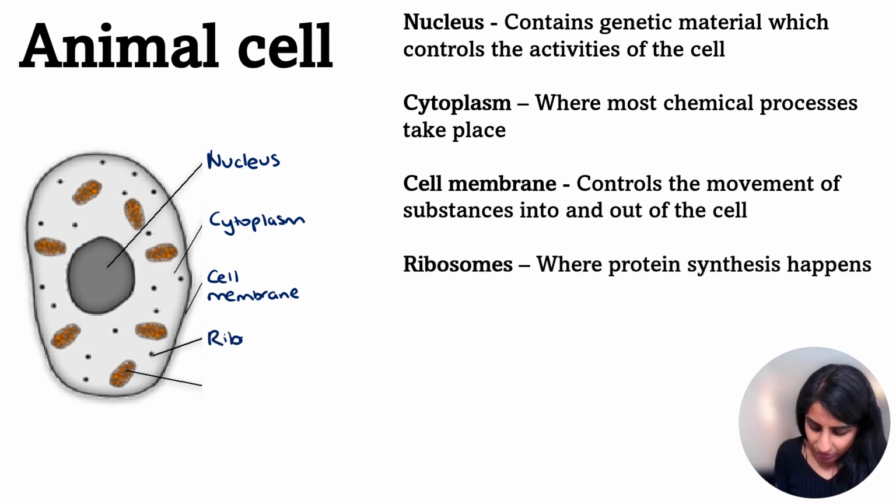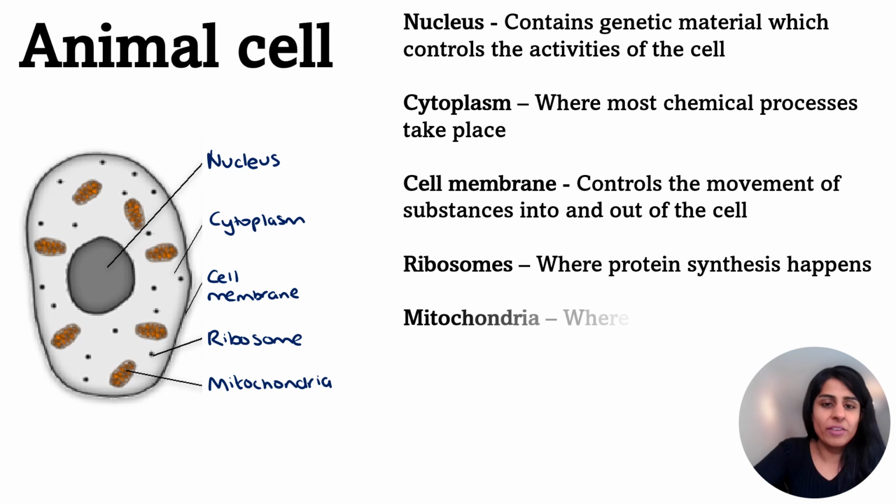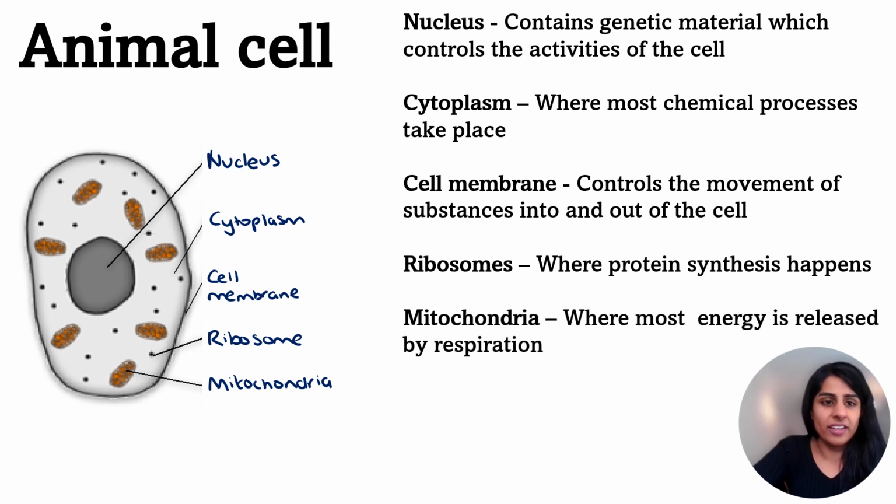Now we can see there the ribosome is where protein synthesis takes place, otherwise we can call it where proteins are made. And then we've got mitochondria. Now the mitochondria is where respiration takes place and energy is released there. All 5 of those parts of the animal cell you need to be familiar with.